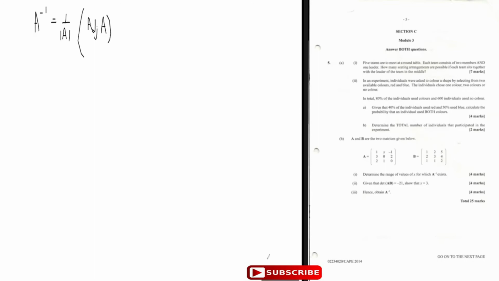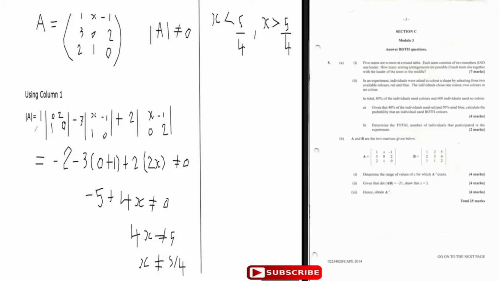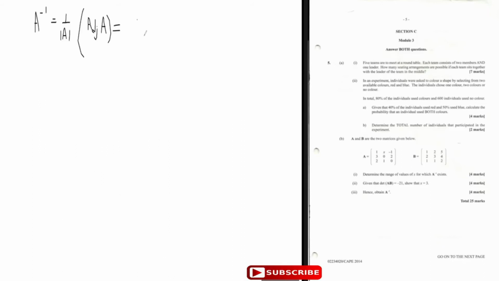Now we already know the determinant of A. Remember we said that the determinant of A is minus 5 plus 4x. And so the determinant is really going to be minus 5 plus 4 times x, which is 3, so it's 7. So the determinant is 7. So it's 1 over 7 times the adjoint of A.